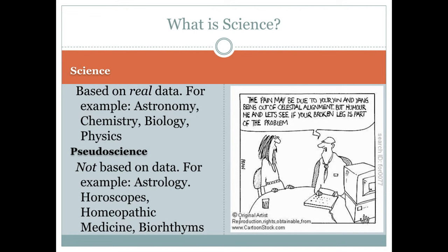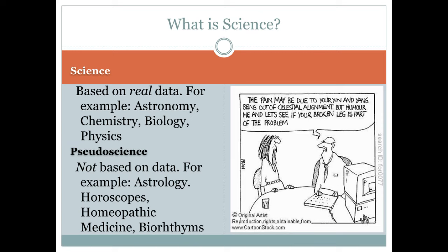So science is based on real data. It tries to explain our natural world or describe a natural world and understand why it works. For example, astronomy. We study the stars and the planets and how celestial bodies interact with each other. Chemistry is really good at describing what things are made of. Biology is the study of life, and physics is the study of just about everything else, motion and electricity and forces, things like that.